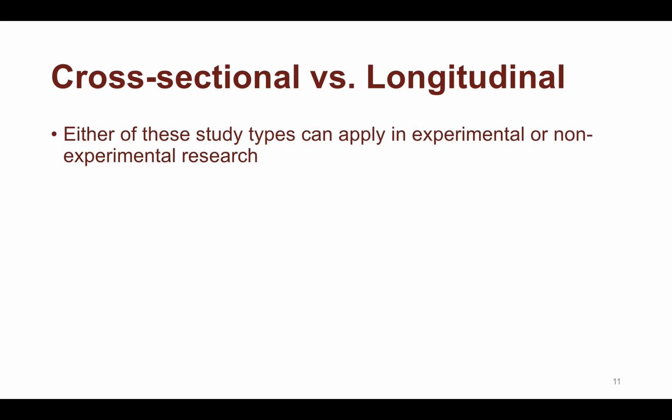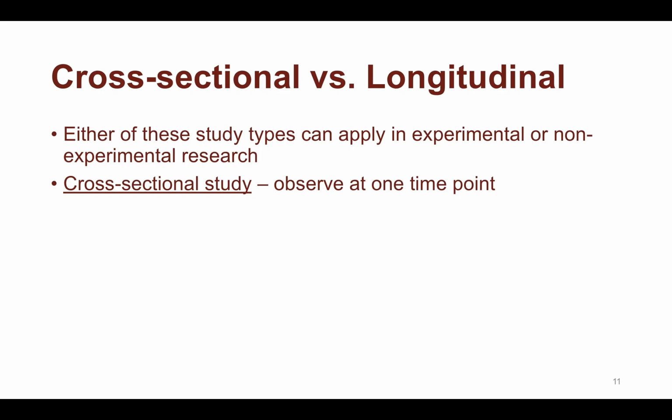So beyond the categorization of either experimental or non-experimental research, I also just wanted to cover another way of categorizing these studies. They can be either cross-sectional studies or longitudinal studies, and either of these study types can apply to experimental or non-experimental research. In a cross-sectional study, you're observing at one time point. So both of these types of studies, cross-sectional and longitudinal, can be used to look at how people develop over the lifespan. In a cross-sectional study, you would basically be sampling people from all different age groups and looking to see what's the relationship between age and whatever outcome variable you're interested in.